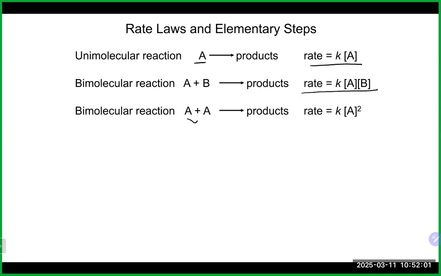And this is basically 2A, right? And that is where that 2 comes from. That is basically the coefficient. And the rate is equal to k times A to the 2. So for these elementary steps in mechanisms, which again is the only place you could do this, you can write rate laws for them.